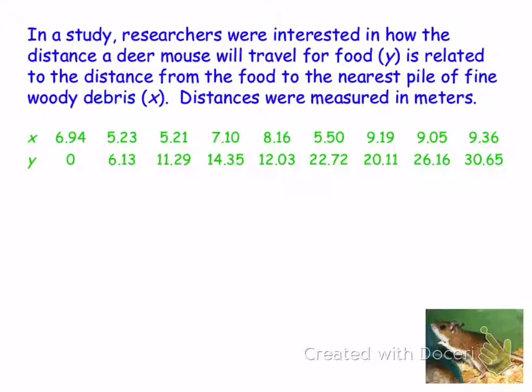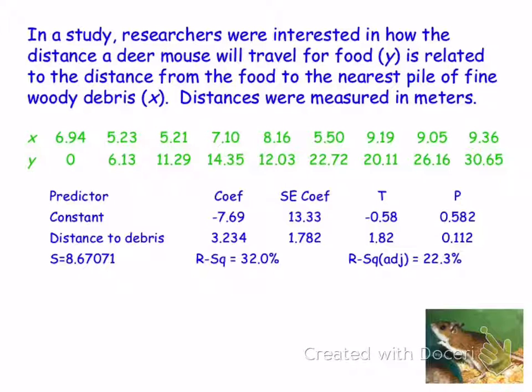So what I want you to do, I don't think you have this data in your calculator, so I want you to add this to list 1 and list 2. If you put this data into list 1 and list 2, I want you to hit Stat Calc 8. When you do that, you should get, for your LSRL, y hat equals negative 7.69 plus 3.234x. Is that what everyone got?